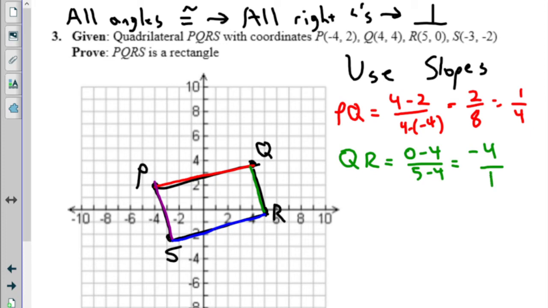And there's our opposite reciprocals. Change your sign, flip your fraction. So we have our slope of positive 1 over 4 and our slope of negative 4 over 1, which means that we have our right angle that we were looking for, our perpendicular lines that we were looking for.